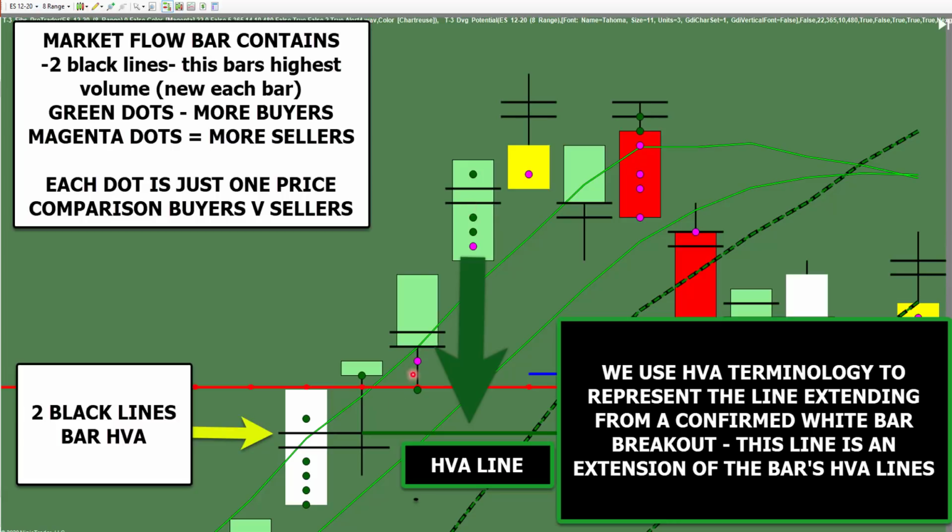You're also going to see green dots and magenta dots inside the bar. All those dots are is a one price comparison between a disproportionate number of buyers versus sellers. So in any one bar, you could have green dots and or magenta dots. It's really the pattern of those dots that is going to color the bars and give us our signals.